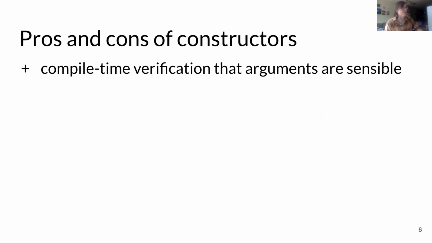And so that's the great thing about constructors. You get compile time verification that the arguments are sensible, or that the required arguments are provided. Because you just wouldn't write a constructor that didn't have all the required arguments. Like, why would you do that?